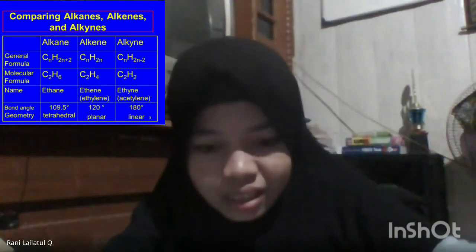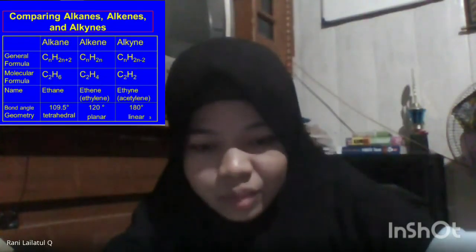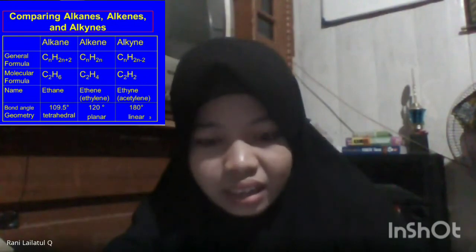And the last question is for Rani. Based on what Tika mentioned about the structural formula, please try to say the names of the alkane, alkene, and alkyne. Alkane is ethane. Alkene is ethene. And alkyne is ethyne.